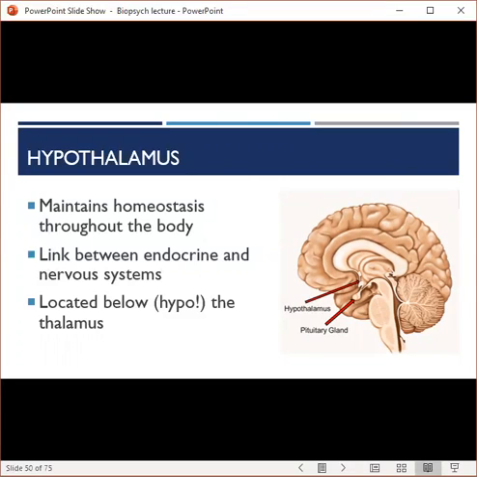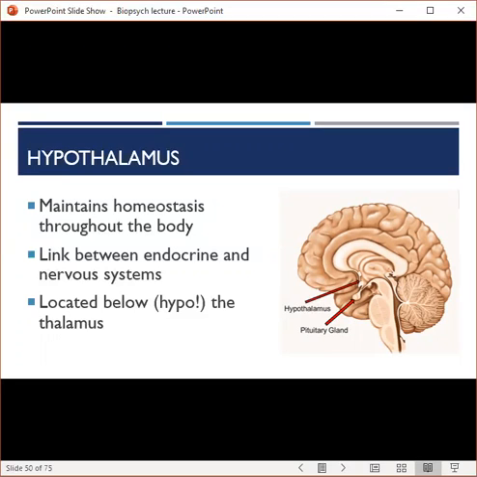You can think of the hypothalamus as the link between the endocrine system and the nervous system, sort of a bridge between the two. What it does is it produces those releasing and inhibiting hormones, which stop and start the production of hormones throughout the body, like that thermostat analogy.